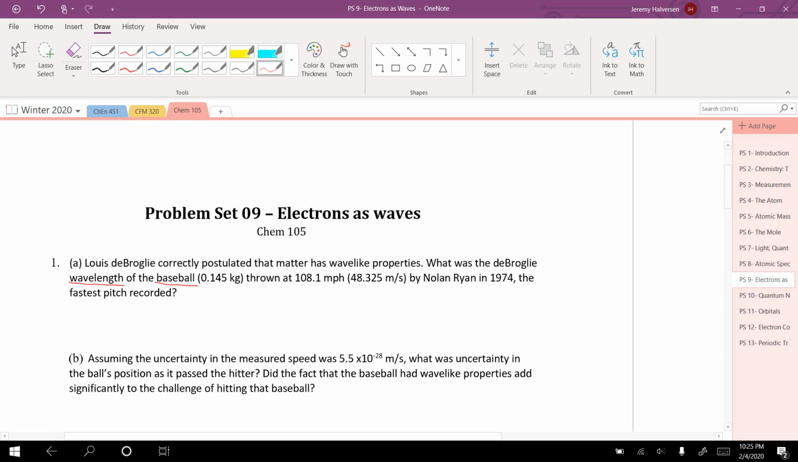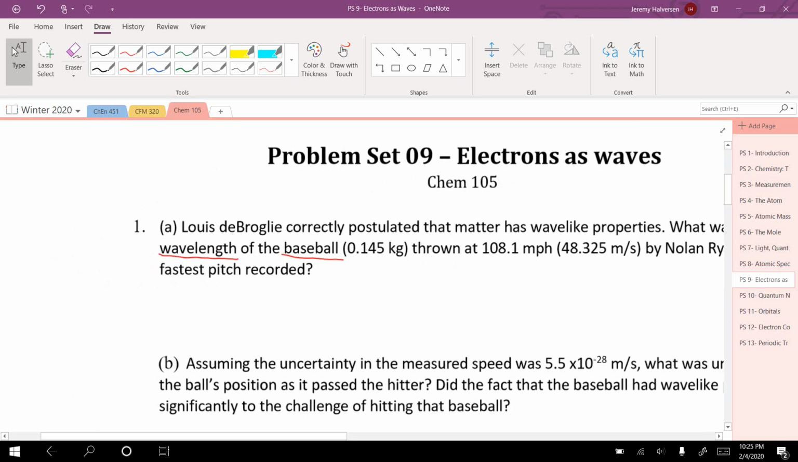This is different than finding the wavelength of light. When we're talking about photons, we have these equations E equals h nu and c equals lambda nu that allow us to find and discuss wavelengths, frequency, and energy of photons. That is not what we're doing. Why? Because this is not a photon. This isn't light. This is a baseball. And as a result, we need to use the de Broglie wavelength equation.